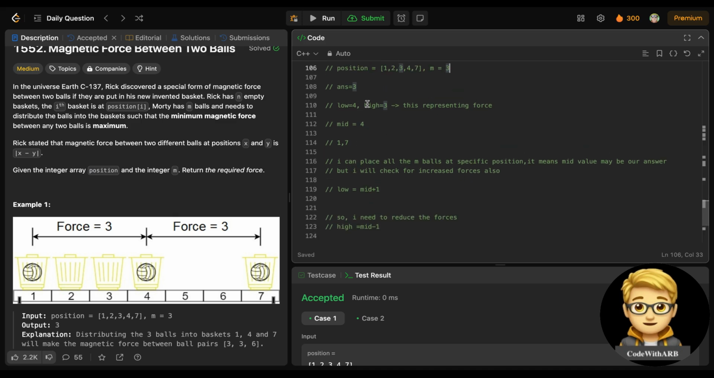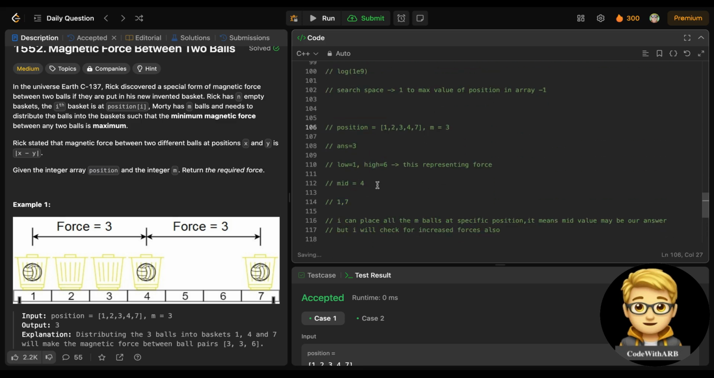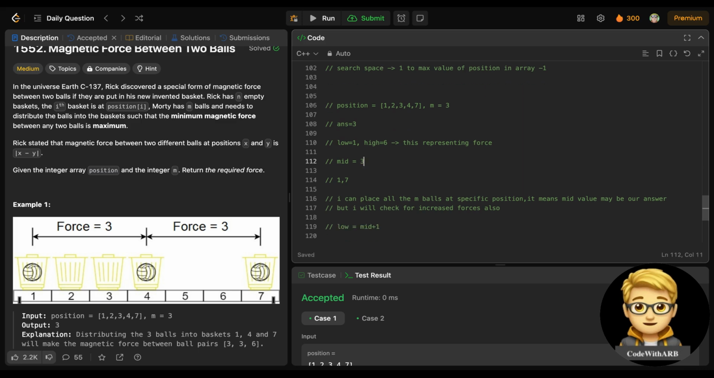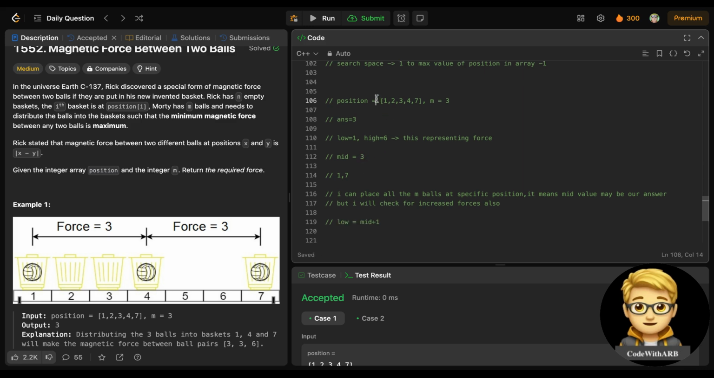Okay, let's analyze again, right? The first was 1, and the last was 6, right? And we have taken the mid value, which is at 3, right? I told you that 3 satisfied this position, that is 1, 4 and then 7. So if 3 is satisfied, I need to increase low to mid plus 1. That would be at 4, right? So 4 plus 6 is 10, and mid would be 5.